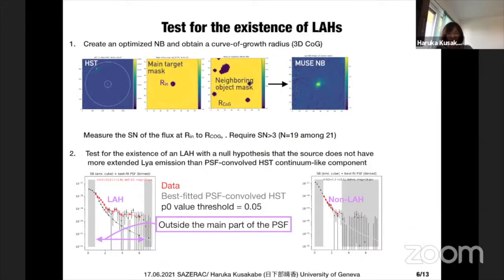To test for the existence of halos, first of all, we optimized Lyman alpha narrowbands and obtained the curve of growth radius and inner radius. Next, using the main target mask and the neighboring object mask, we measured the signal to noise of the flux between the inner radius and the curve of growth radius. We tested a null hypothesis that the source does not have more extended Lyman alpha emission than the PSF-convolved HST continuum-like component. We check the deviation of the surface brightness profile from that of the PSF-convolved continuum at the outside of the main part of the galaxies.